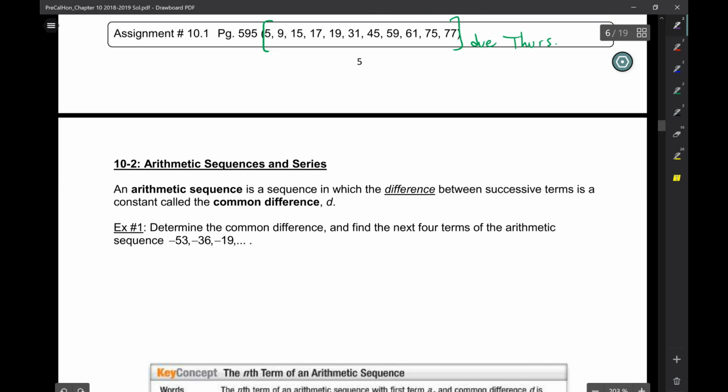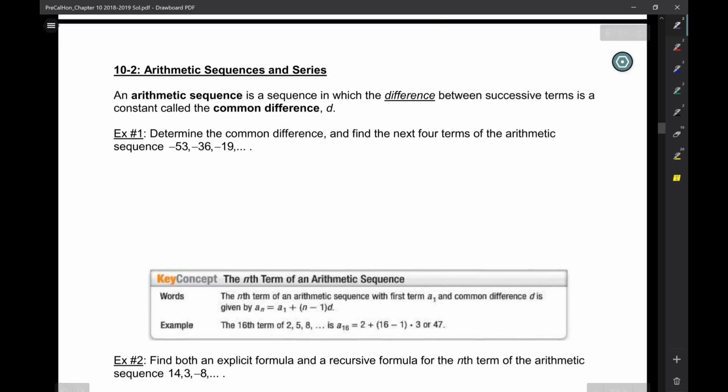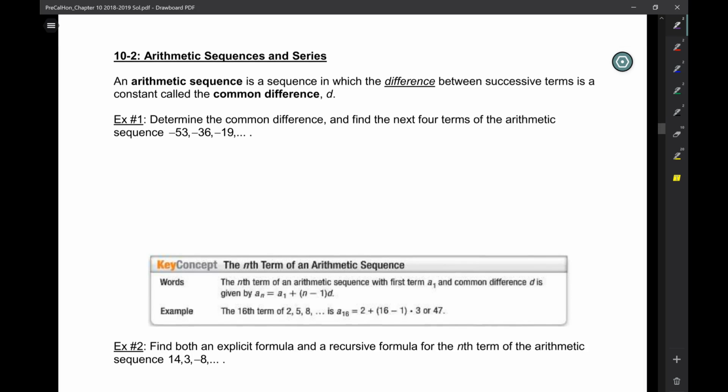Now, let's move on to section 2. So in this one, we talked about sequences and series in general. But now there are two types, two classes of sequences. We're going to talk about one of them today. It's an arithmetic sequence and series, all right? An arithmetic sequence and series is one where the difference between successive terms is a constant.